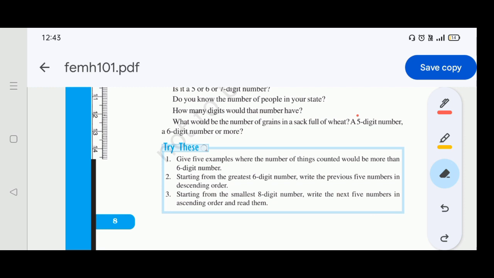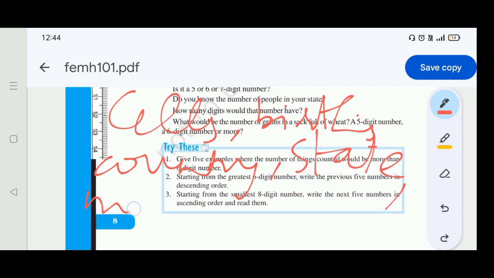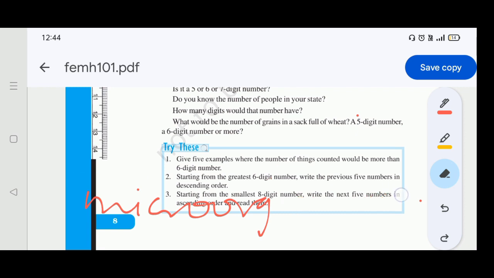Second question. Starting from the greatest 6-digit number, write the previous 5 numbers in the descending order. So last I mentioned the cells in our body, and next I have mentioned number of births in our country, and then births in state, and then microorganisms around us. So just write the previous answer from last to first. That's the answer for the second question.